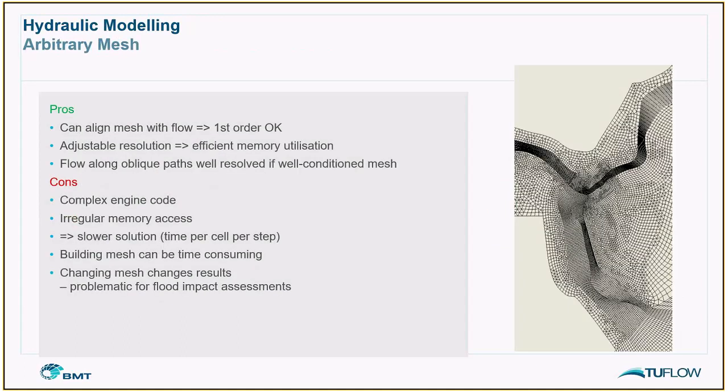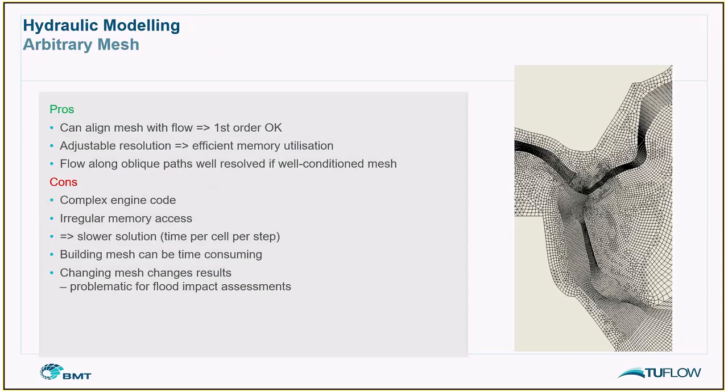We then have, at the opposite end of the spectrum, hydraulic modelling with an arbitrary mesh. So this allows users to spatially distribute the mesh resolution. With an irregular mesh, it's possible to align the mesh elements with the primary flow directions, which means that the problem I identified previously with the oblique flows is less of an issue. This means that first order schemes can be used. A user adjustable resolution leads to efficient memory utilization. It allows the user to represent detail where it is necessary, whilst maintaining a larger mesh resolution elsewhere in the model domain.